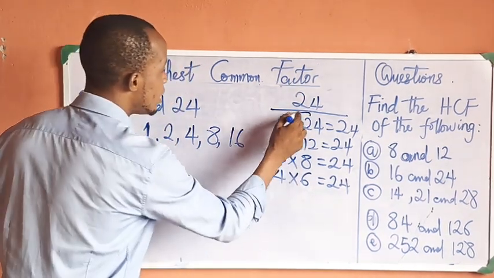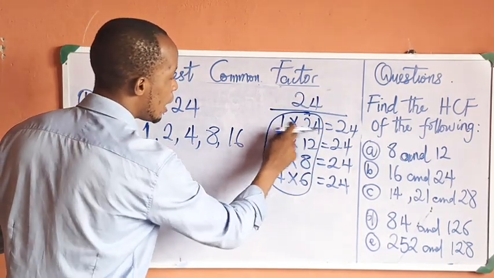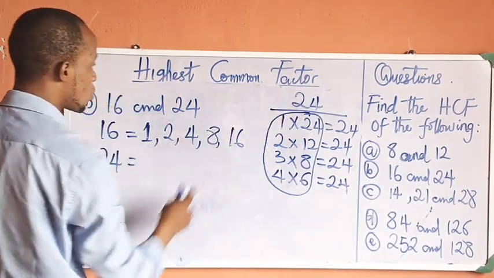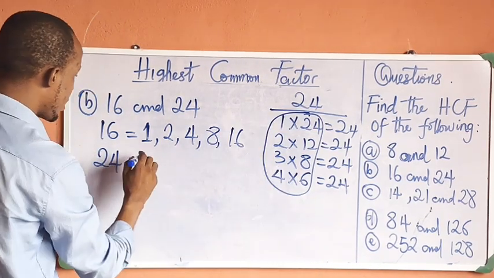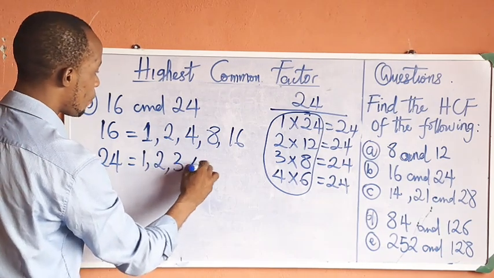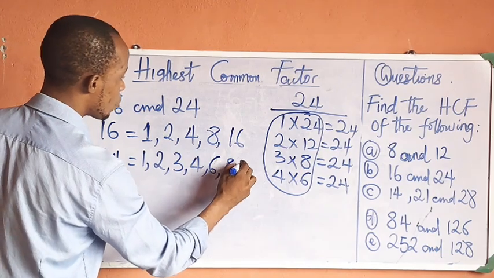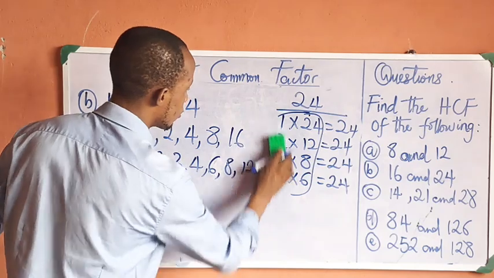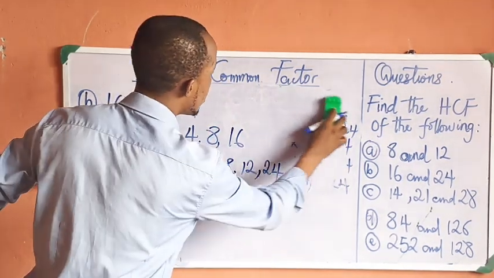So these are the factors of 24. All these numbers multiplied by each other give us 24. That means they can divide 24 without a remainder. So let's list them from the smallest to the biggest. 1 is the first number, 2 is on the list, 3 is there, 4 is there, we have 6, we have 8, we have 12, and the 24 itself.